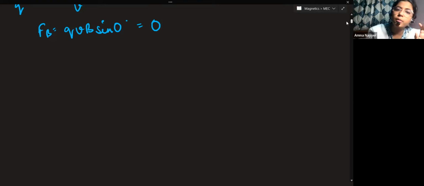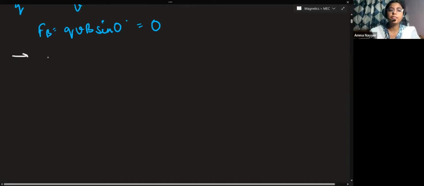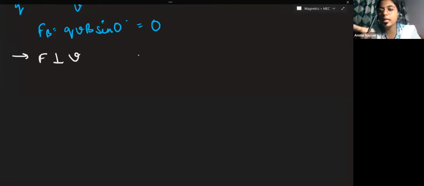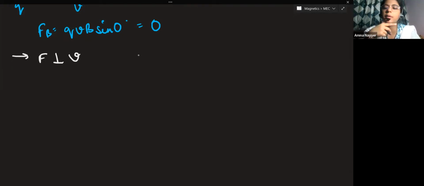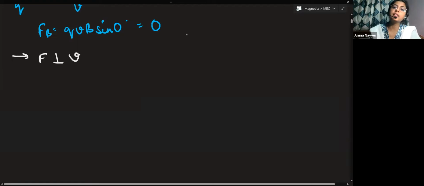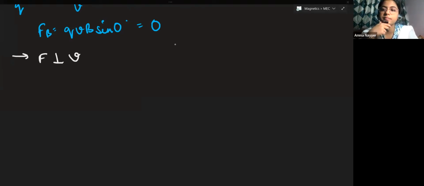Now, theoretical questions come in this manner, that if your force is perpendicular to velocity, can anyone tell from the class, what will be the angle between force and displacement? Force is actually perpendicular to velocity. What will be the angle between force and displacement? It will be 90 degrees.